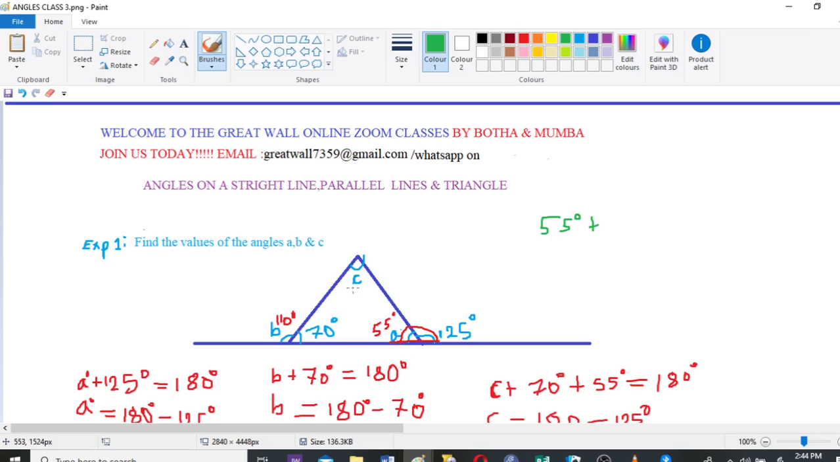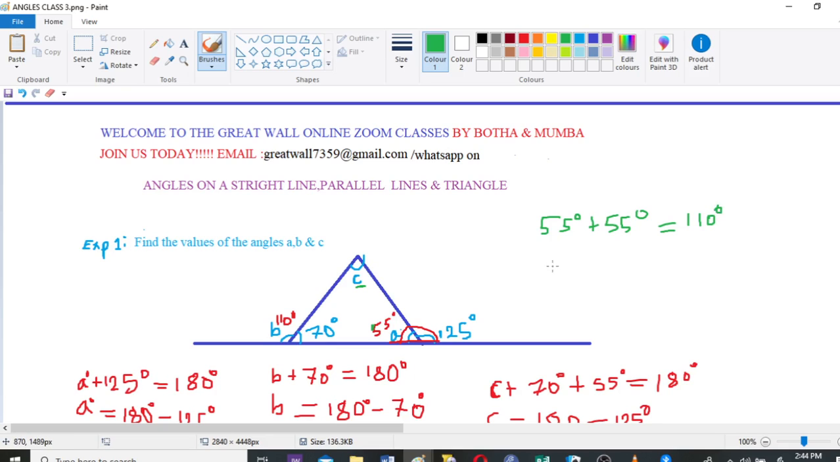So that 55 is for the value of C, and this 55 here. Okay, when you add, I want you to see something here. You are getting 110, not 180. Okay, that's 110. Now look at where 110 is.